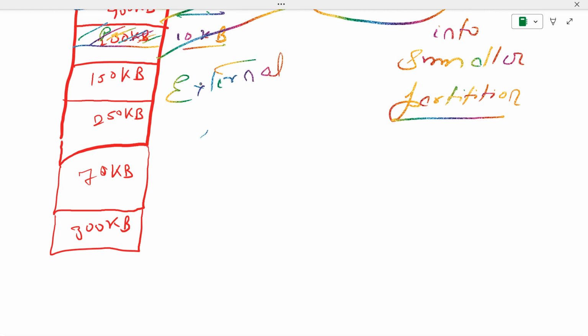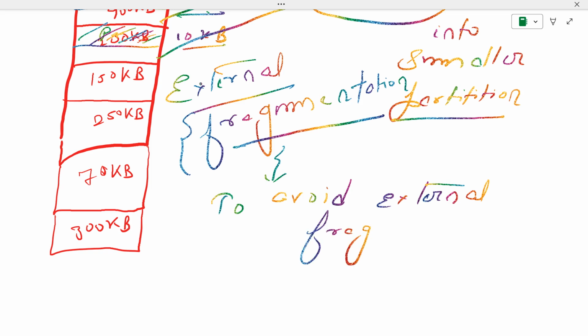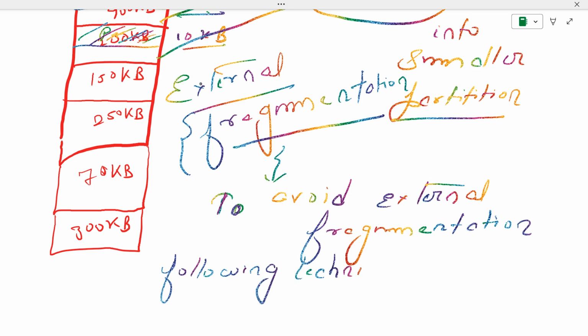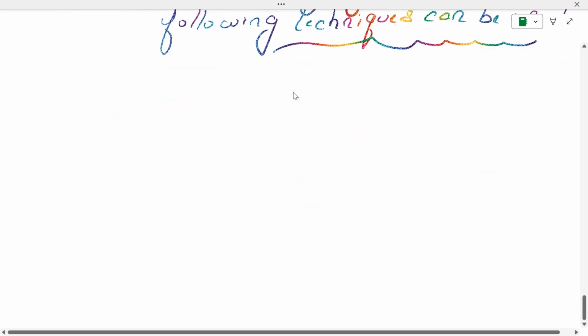External fragmentation comes up in the variable partition scheme, okay, and internal fragmentation comes up in the fixed partition scheme. To avoid external fragmentation, certain techniques can be used. The very first is compaction.